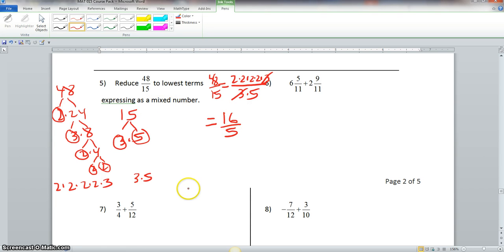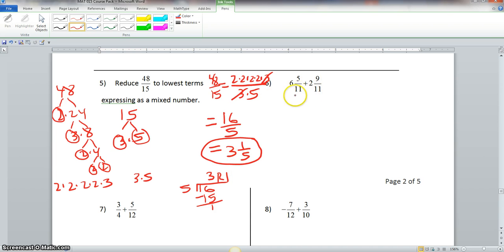So this is when we do our division. We can go down here and take 5 into 16. 5 goes into 16 3 times. And we have a remainder of 1. So our final answer would be 3, which is the number in front of the remainder. Our denominator would stay 5, and our numerator would be 1. So our final answer here is 3 1/5.